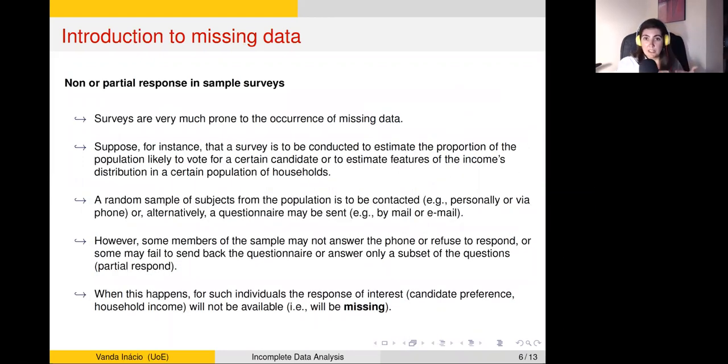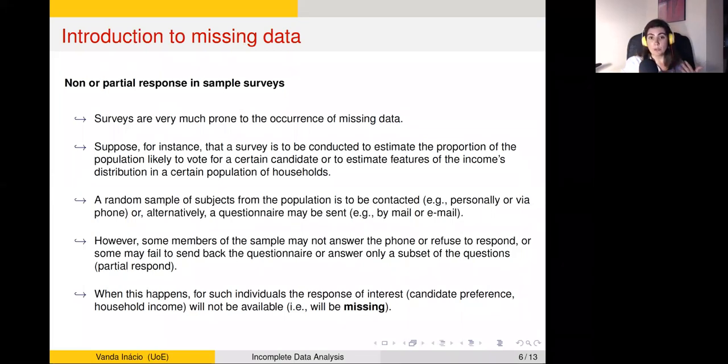And the first example is about non or partial response in sample surveys, and sample surveys are very much prone to the occurrence of missing data. Suppose that, for instance, a survey is to be conducted and the goal is to estimate the proportion of a certain population that is likely to vote for a certain candidate, or alternatively, the goal is to estimate the features of the income distribution in a certain population of households.